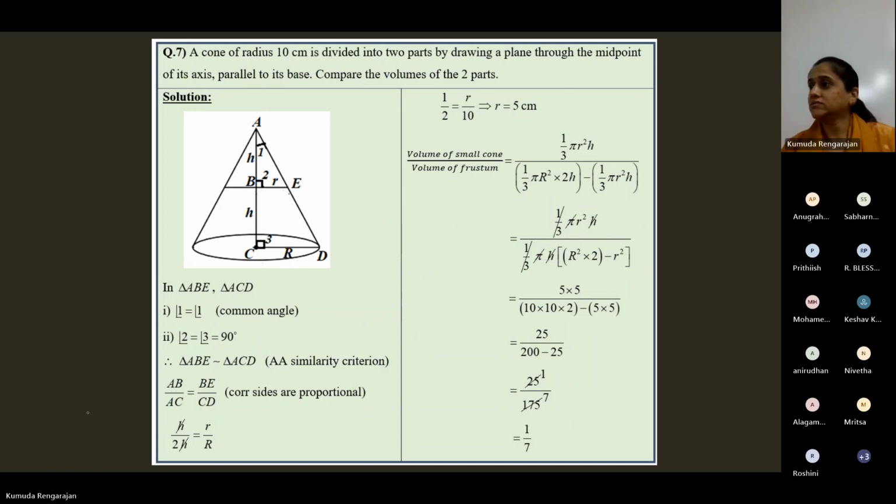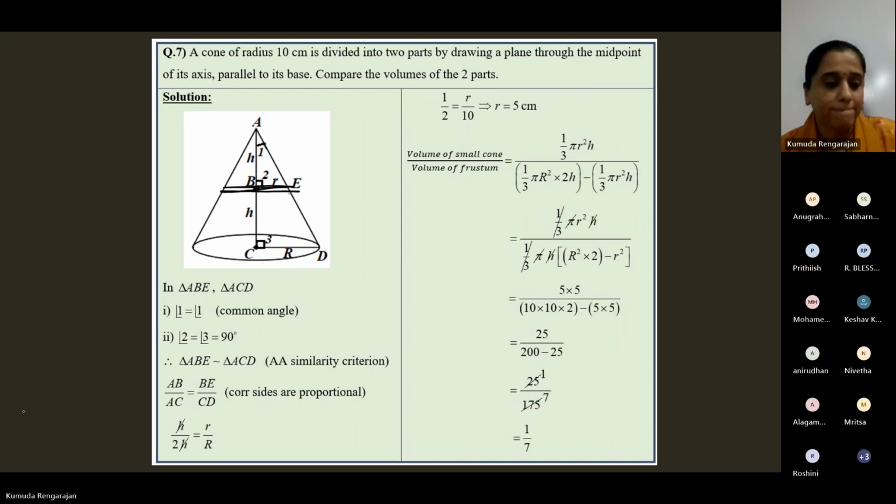Got that? Okay. So I'll just leave you till here, after which you can try to understand and then I'll explain it for you. So this is the whole cone. AC is the axis of the cone. CD is the radius. B is the midpoint of the axis. And this one is the plane through the midpoint, the cutting plane through the midpoint. And it's parallel to the base.